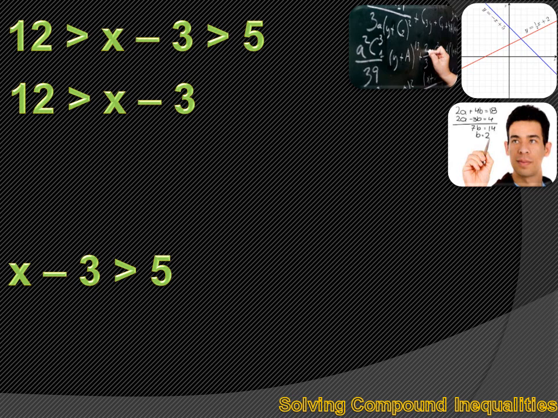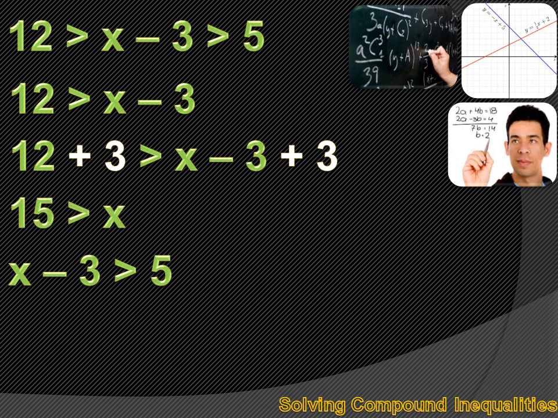Let's do the top one first. 12 is greater than x minus 3. I want to get rid of that minus 3. In order to get rid of that minus 3, I need to add 3 to both sides of the inequality. Now I simplify, and I get 15 is greater than x.